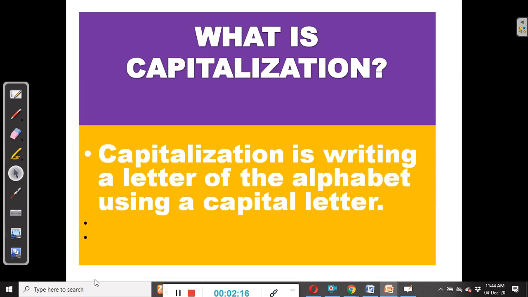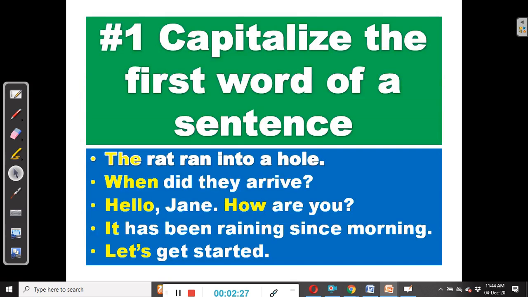What is capitalization? Capitalization is writing a letter of the alphabet using a capital letter. That is exactly what capitalization is about. Rule number 1. Capitalize the first word of a sentence.